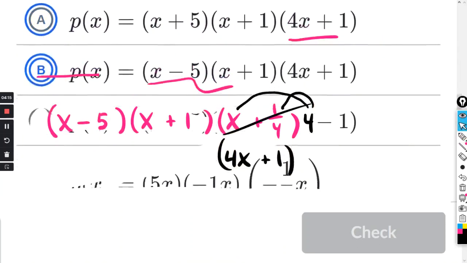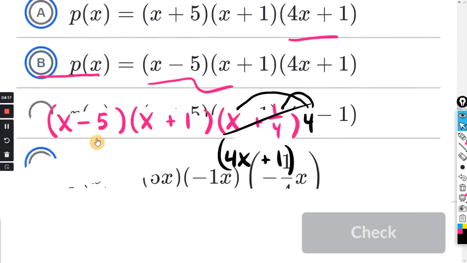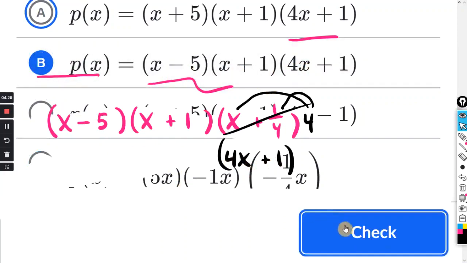So we have x minus 5, x plus 1, and 4x plus 1. Right here, x minus 5, x plus 1, 4x plus 1.